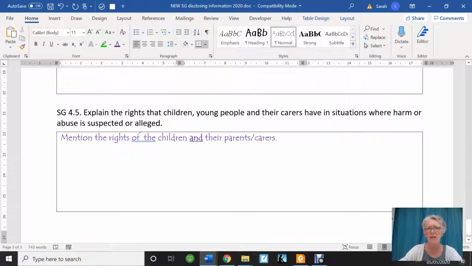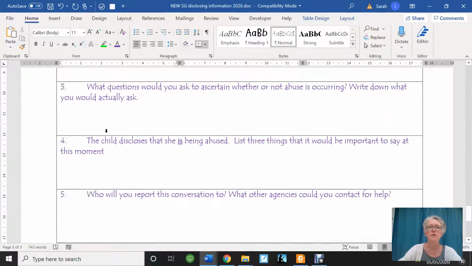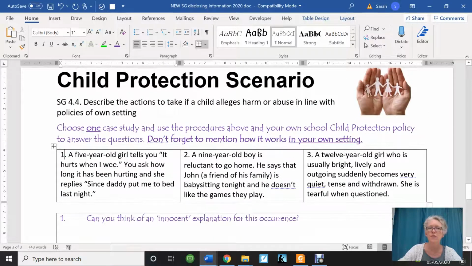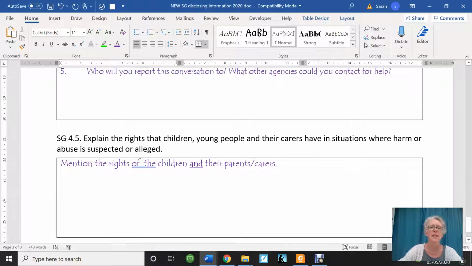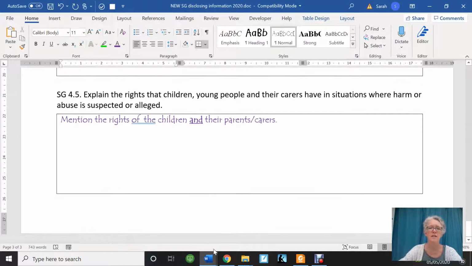The final question here asks you to explain. This was a describe one here, so it does need full sentences in these boxes. And then this one says explain. Explain the rights that children, young people and their carers have. So you need to mention the rights of the children and their parents, because the abuse at this point is only suspected or alleged. So people still have rights.